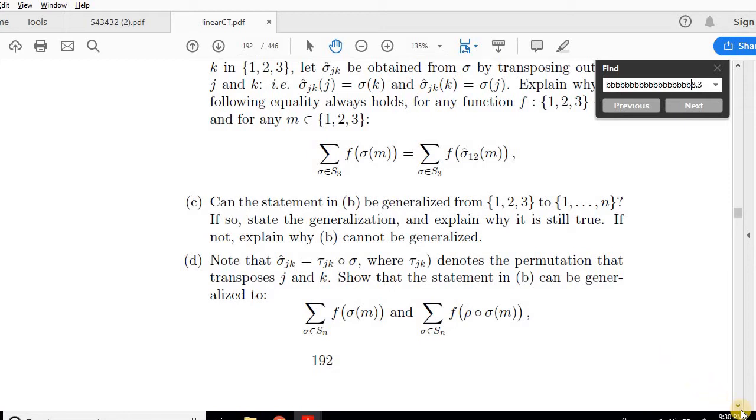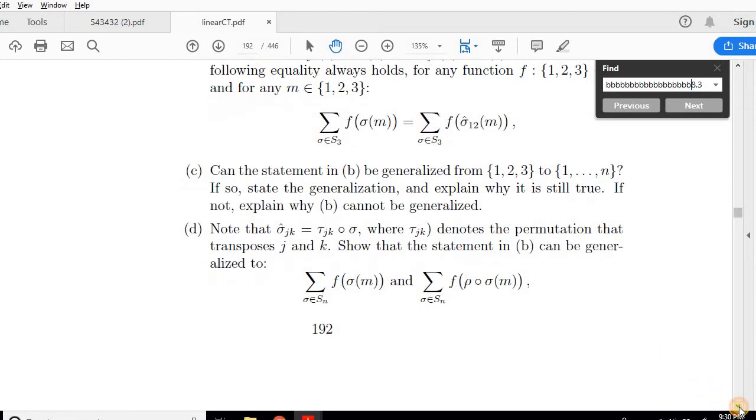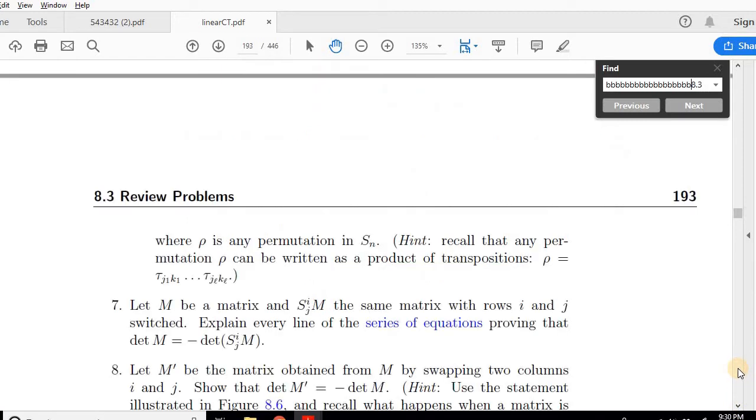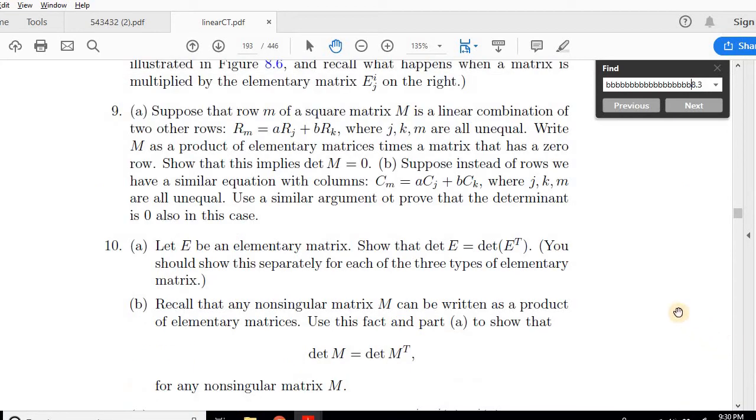All right, there was another question that Adam and I were talking about. What number was that? That was number 9, right? So for number 9, it says, suppose that row m of a square matrix big M is a linear combination of two other rows, and here's the explicit linear combination. And it says write big M as a product of elementary matrices times a matrix that has zero rows.